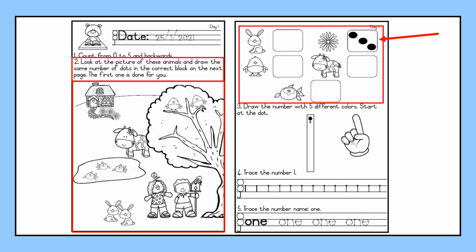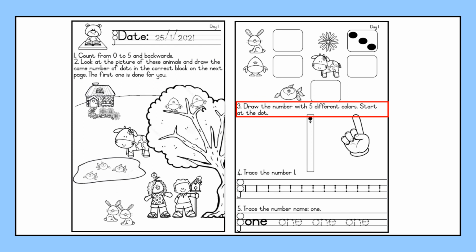Start with the bunny. Count the bunnies on the page and draw the blocks. Next, count the birds on the page and draw the dots. Next, count the cows and draw the dots. Lastly, count the fish and draw the fish dots in the block.